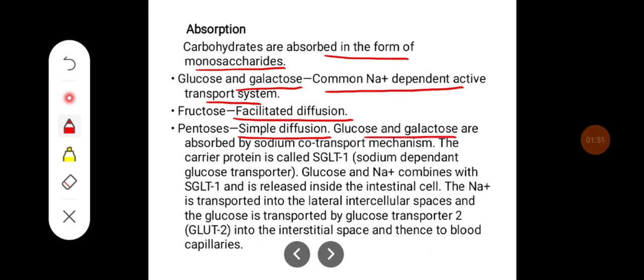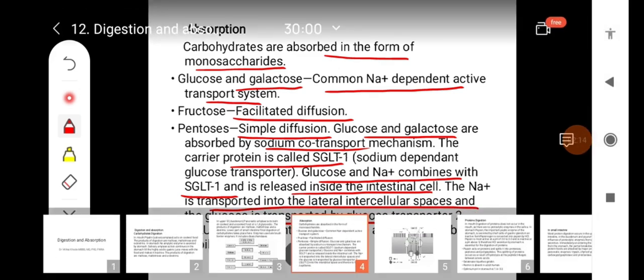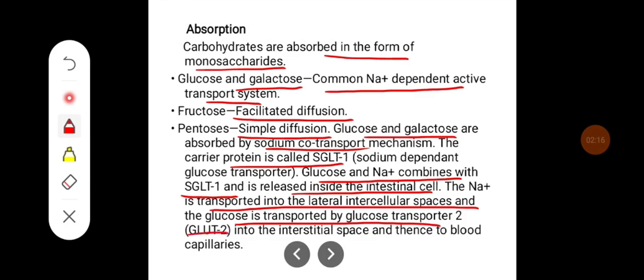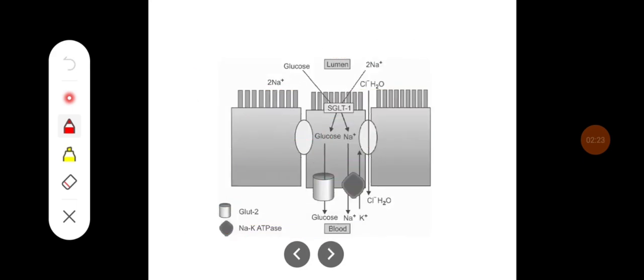Glucose and galactose are absorbed by the sodium co-transport mechanism. The carrier protein is called SGLT1, that is sodium-dependent glucose transporter. Glucose and sodium combine with SGLT1 and are released inside the intestinal cell. The sodium is transported into the lateral intercellular spaces, and the glucose is transported by glucose transporter 2, that is GLUT2, into the interstitial space and thence to the blood capillaries.